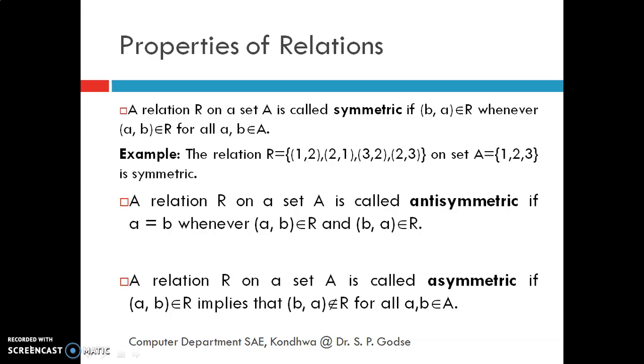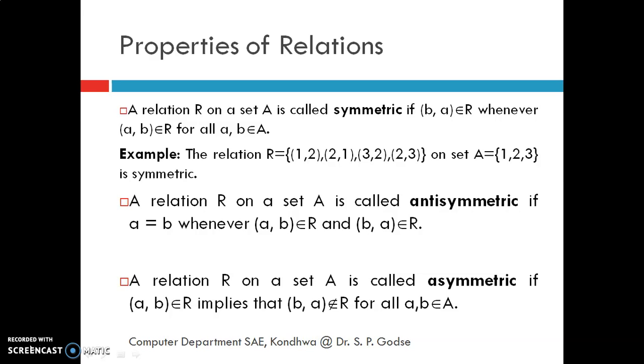Then antisymmetric relation. A relation R on set A is called antisymmetric if A is equal to B whenever (A, B) belongs to R and (B, A) belongs to R. Means if symmetric ordered elements exist, then A equal to B should also hold, then it is called an antisymmetric relation.